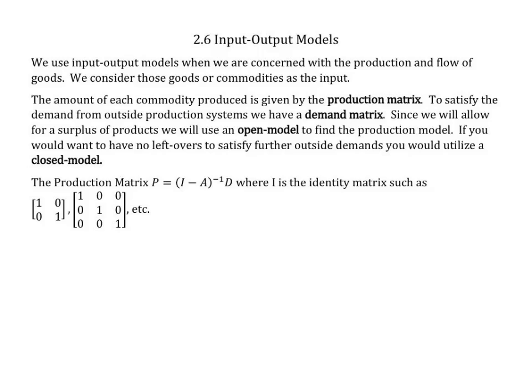Section 2.6, Input-Output Models. We use input-output models when we are concerned with the production and flow of goods. We consider those goods or commodities as the input. The amount of each commodity produced is given by the production matrix. To satisfy the demand from outside production systems, we have a demand matrix.